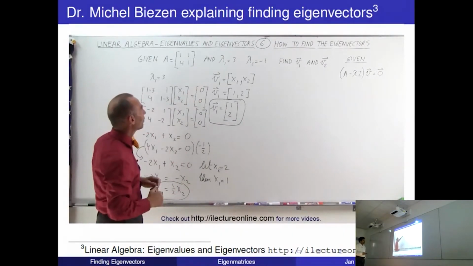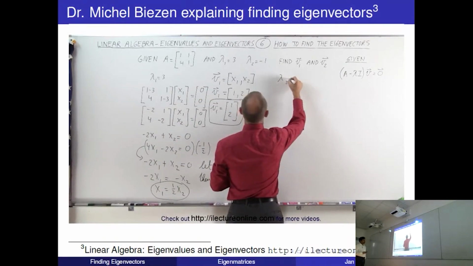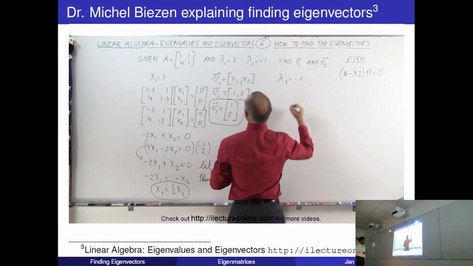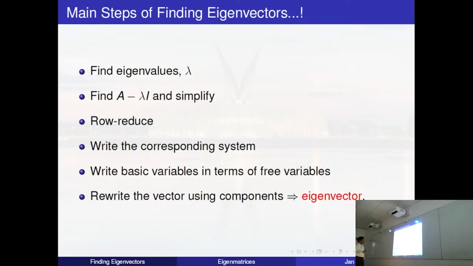Now, we do the same thing with the other lambda value. So we can do lambda equal -1, and then let's see how we're going to finish the problem. Once you finish the other steps, you can see that you get the other eigenvector like that. So this is the eigenvector for lambda equal 3, and that is the eigenvector for lambda equal -1.